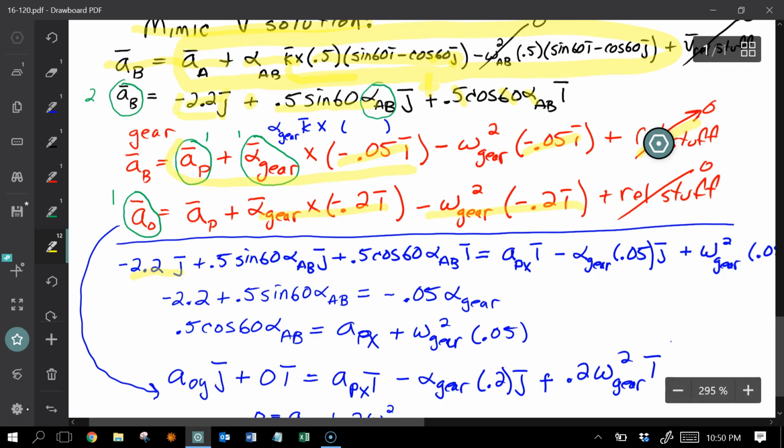Plus 0.5 sine 60. So I'm just copying the right-hand side down. Set it equal to the right-hand side of this one. Now let's take a look at what P is.